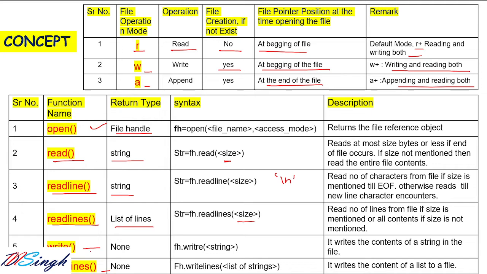Then you have two functions for writing, that is write and writelines. If you want to write a string directly into the file, you will utilize the write method, and if you want to write a list of strings, then you need to use the writelines method. It does not return anything. The content will be written in the file using write or writelines. Remember, we are talking about text files, so the extension will be .txt. This is the extension of our file.